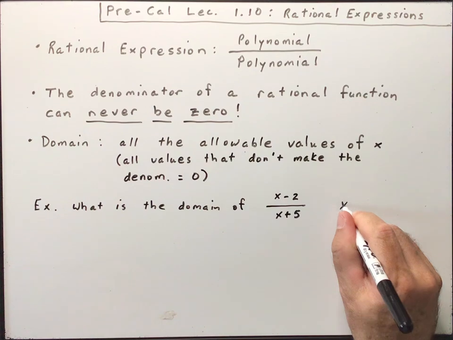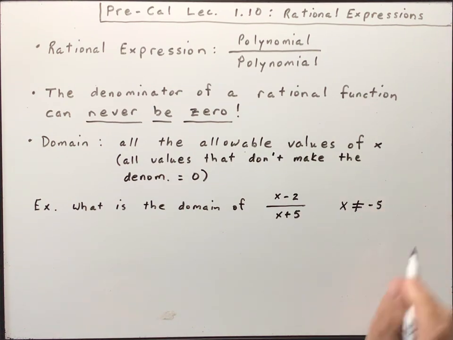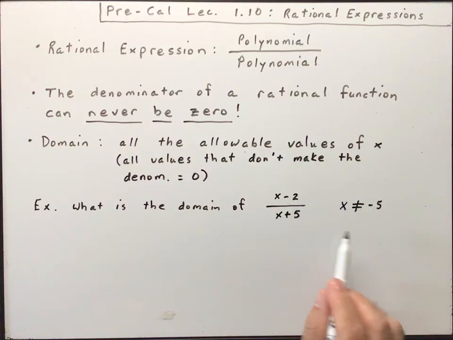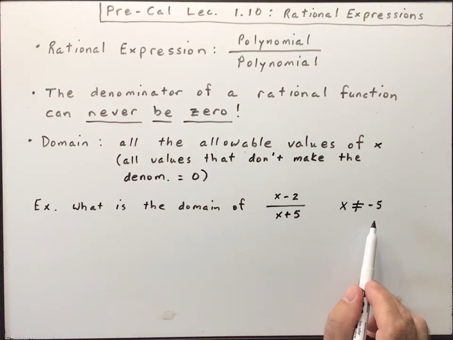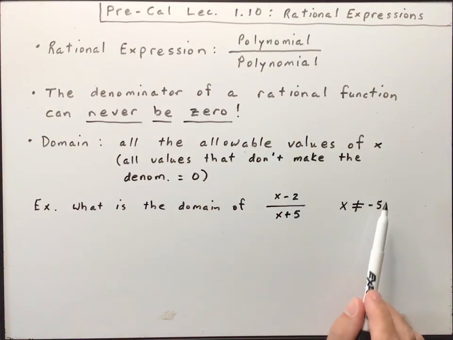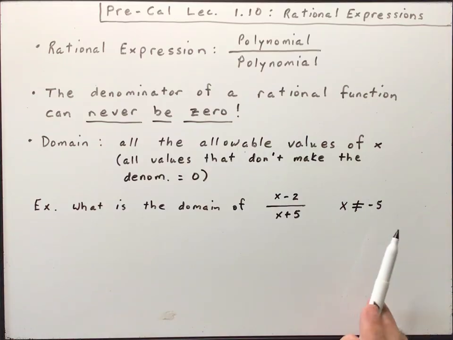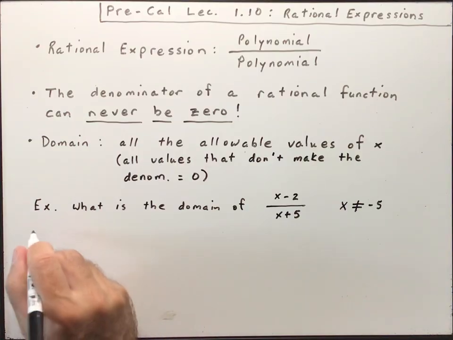So I'm going to let you write the domain like this. X cannot be negative 5. It can be any other number but negative 5. All right, so I'm not going to make you write out x is all real numbers except negative 5. We're just going to write it this way. Some teachers may make you write that out the long way, but I'm not going to.